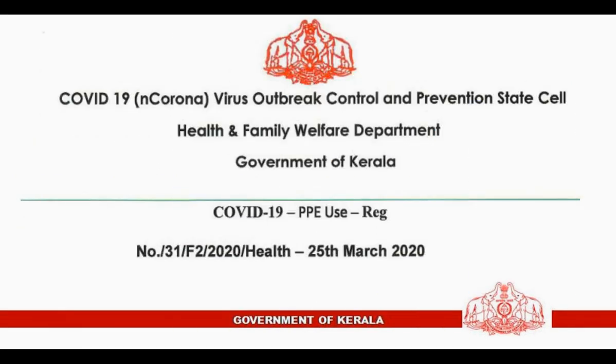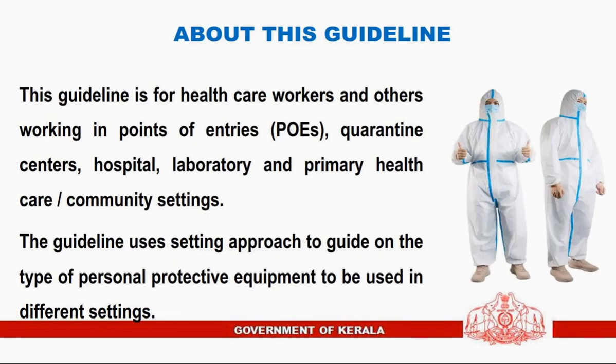COVID-19 Guidelines on Rational Use of Personal Protective Equipment. This guideline is for healthcare workers and others working in points of entry, quarantine centers, hospital, laboratory and primary healthcare or community settings. The guideline uses a setting approach to guide on the type of personal protective equipment to be used in different settings.